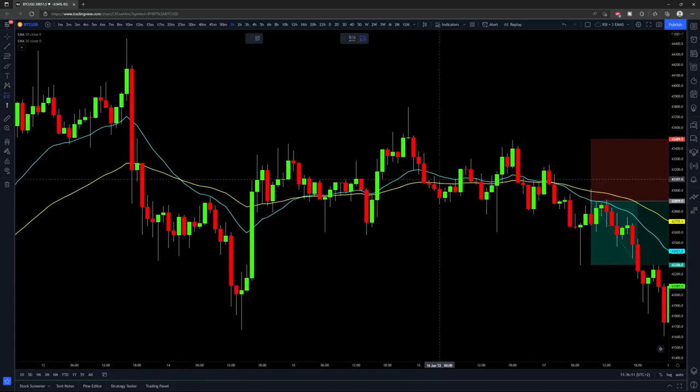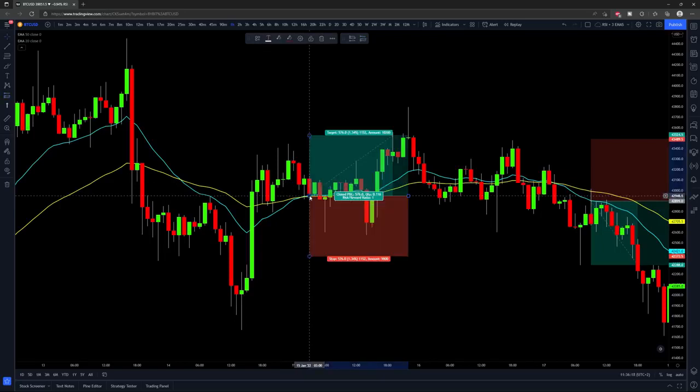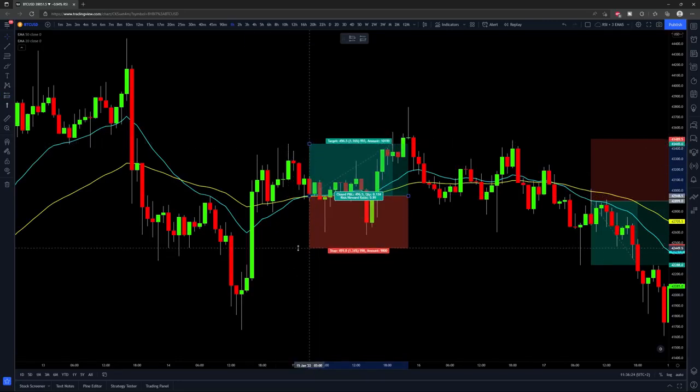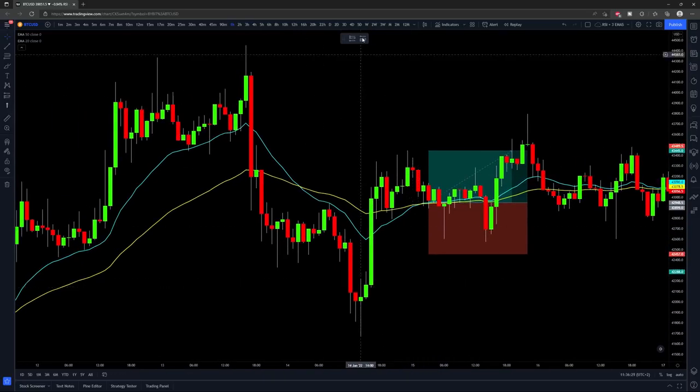So let's go back here where we see a cross up with the 20 over the 50, and then the first touch down to the 20 after that cross up. We'll be targeting the high before the pullback and then using a 1-to-1 risk to reward ratio. So you can see that one does work out.